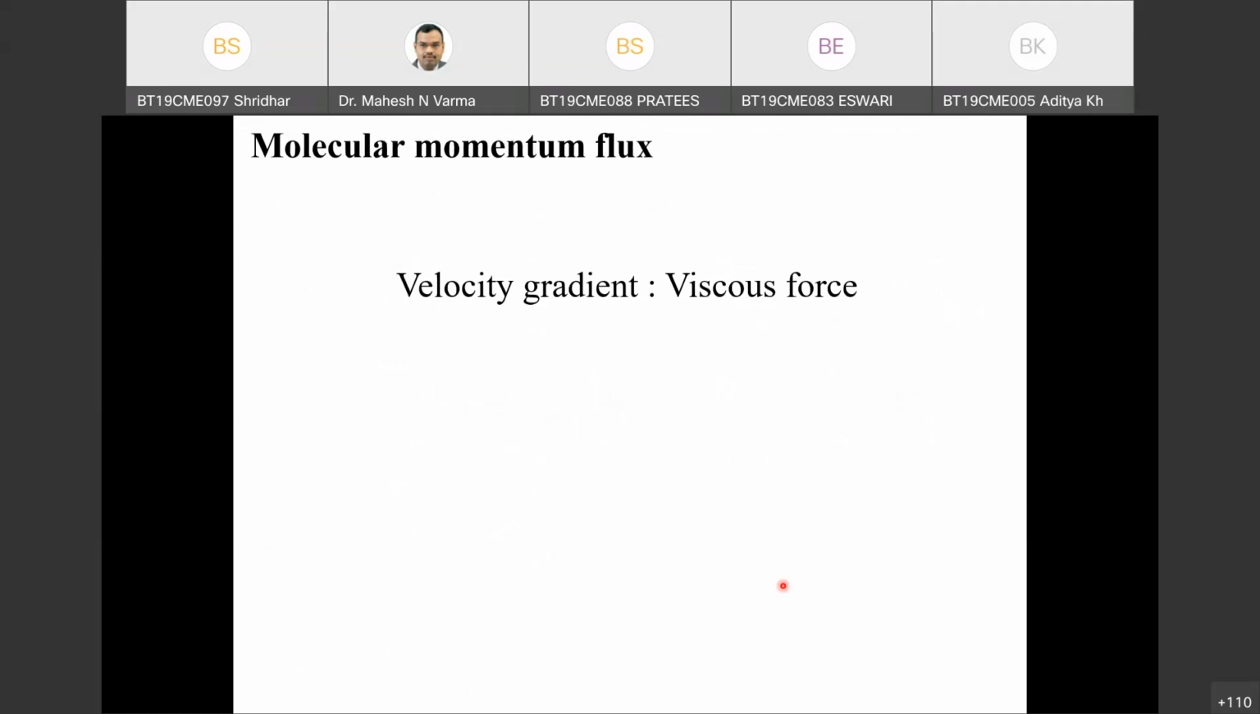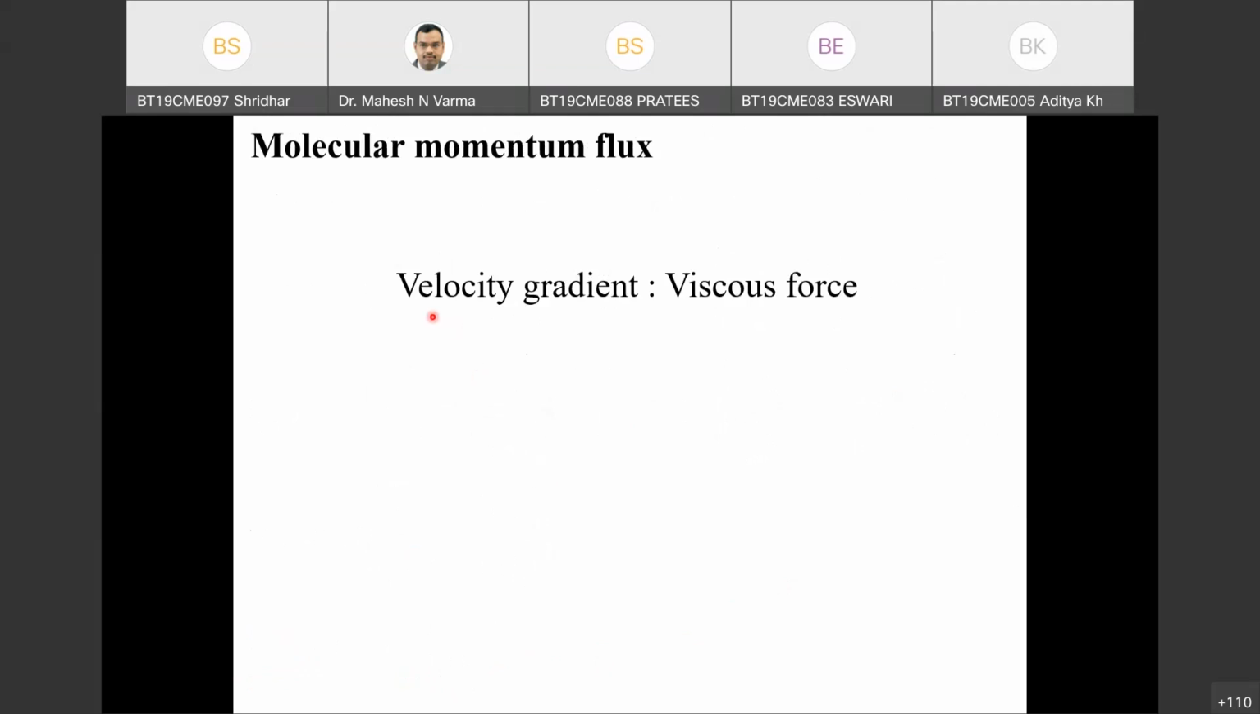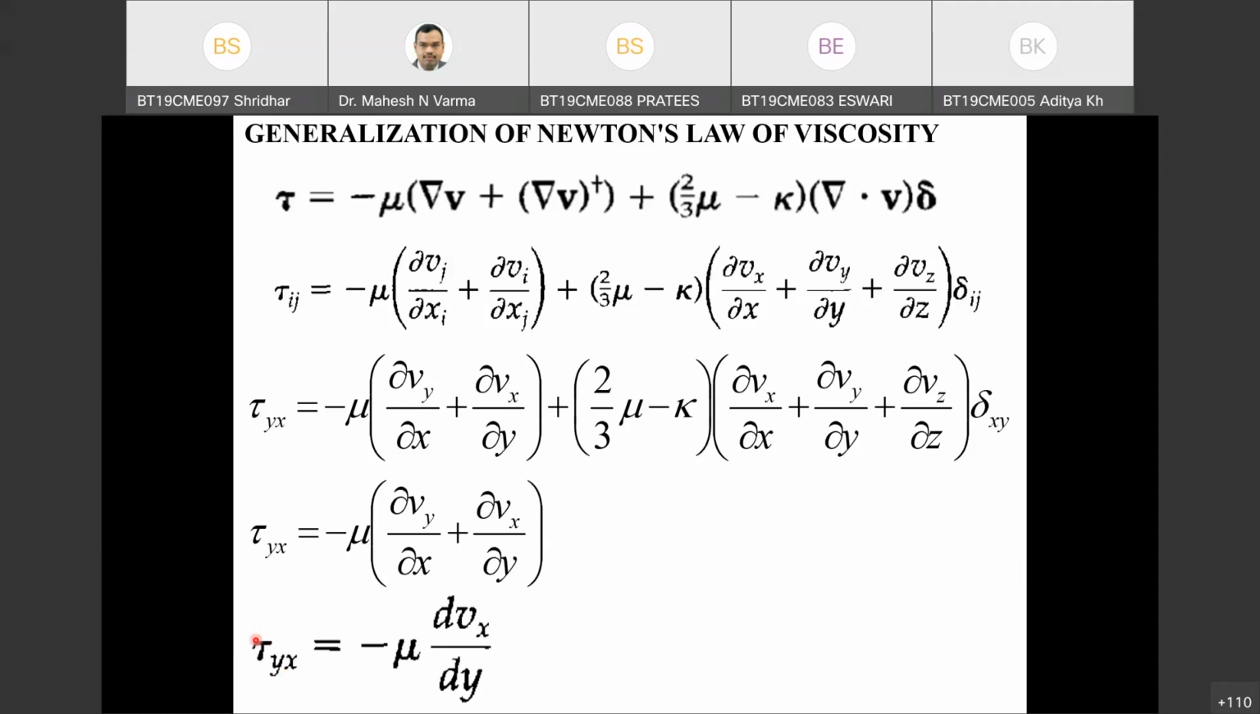So molecular momentum flux, tau yx. Actually, it consists of two fluxes. The viscous tau yx consists of two fluxes. One is the flux happening because of the velocity gradient. Another one is the pressure flux, actually pressure forces. So there are two momentum fluxes in molecular momentum flux. This tau yx itself consists of two fluxes.